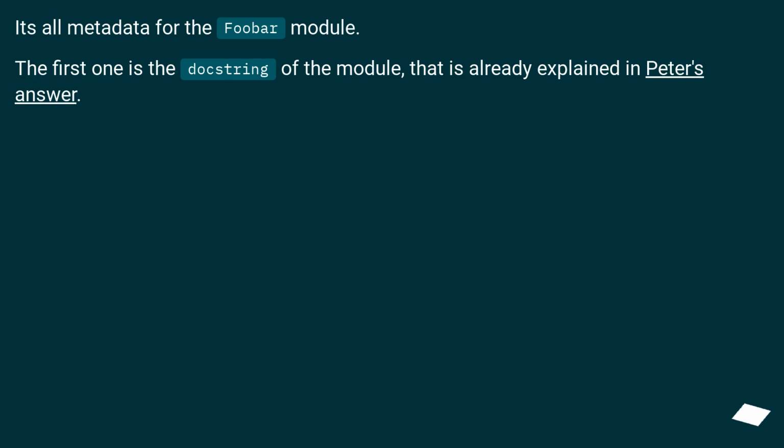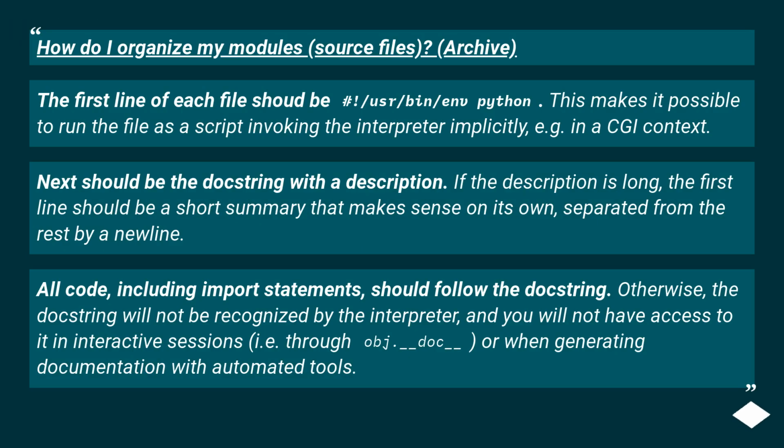It's all metadata for the foobar module. The first one is the docstring of the module, that is already explained in Peter's answer. How do I organize my modules, source files? The first line of each file should be the shebang, #!/usr/bin/env python. This makes it possible to run the file as a script invoking the interpreter implicitly, for example, in a CGI context.